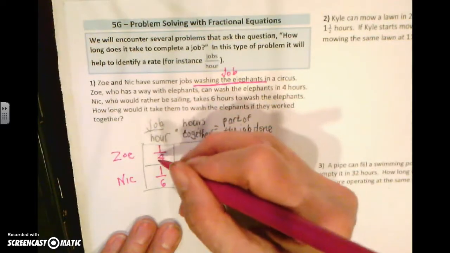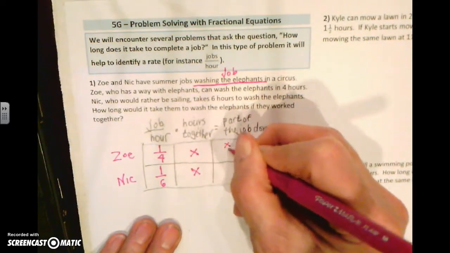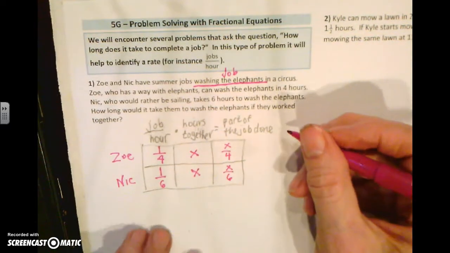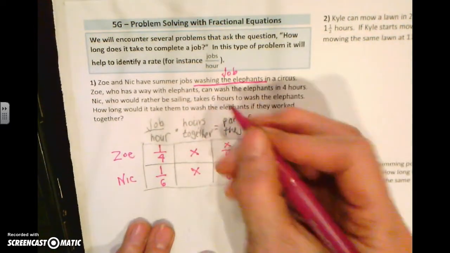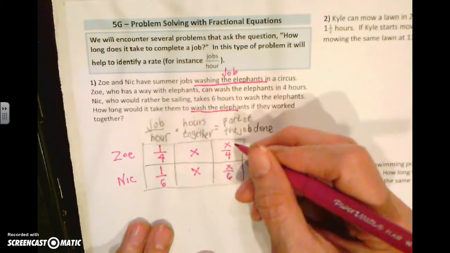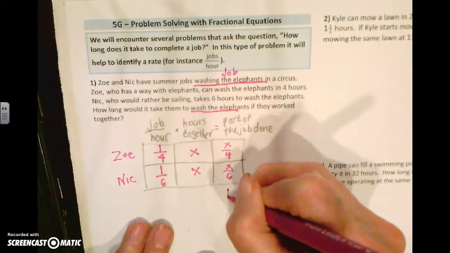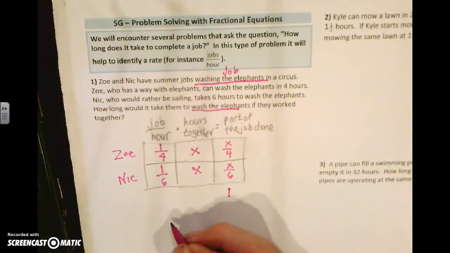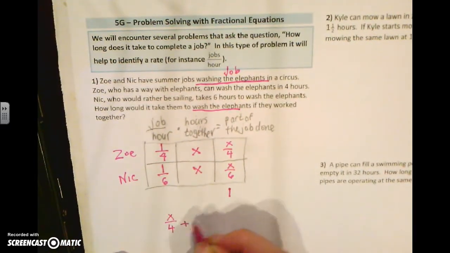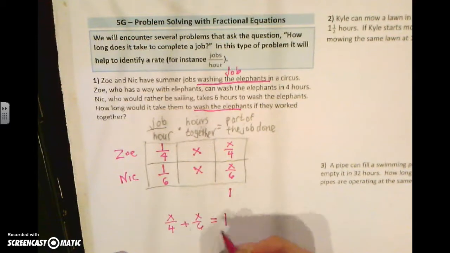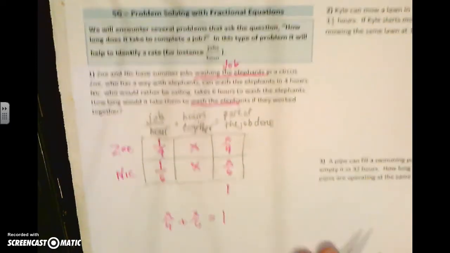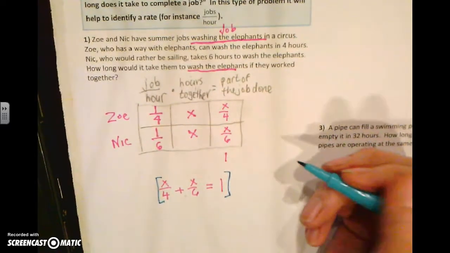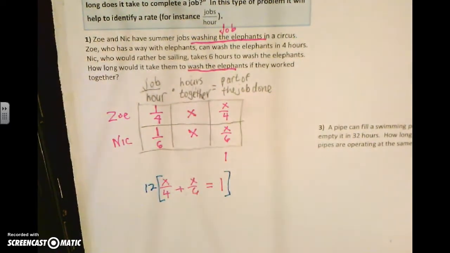So then, as usual, we're going to multiply our first two columns, and that's going to give me X over 4 and X over 6. Now the question is, how long will it take them to wash the elephants? We want to know how long will it take them to complete one job. So these two things are going to add up to 1. And my equation then is going to be X over 4 plus X over 6 is equal to 1. So to solve our rational equation, we're going to multiply by the common denominator, which is 12.